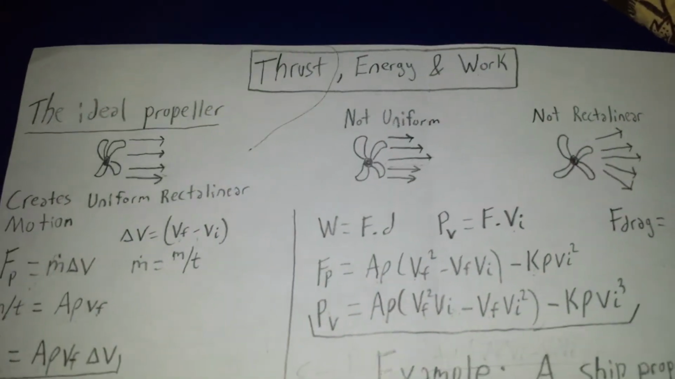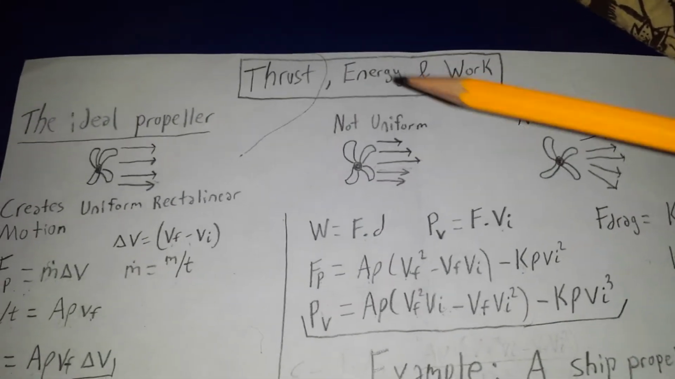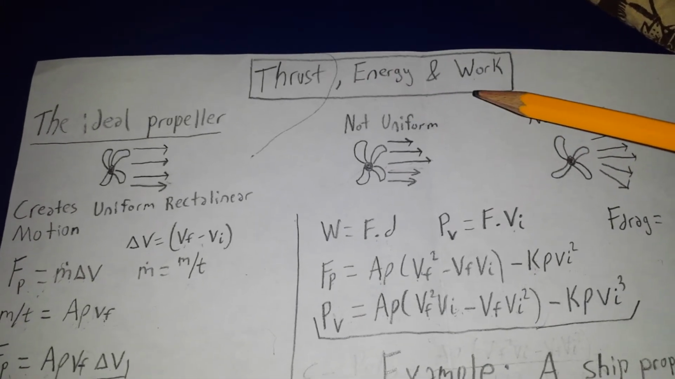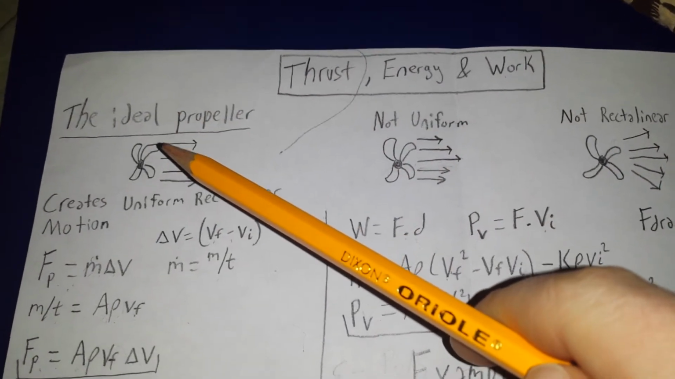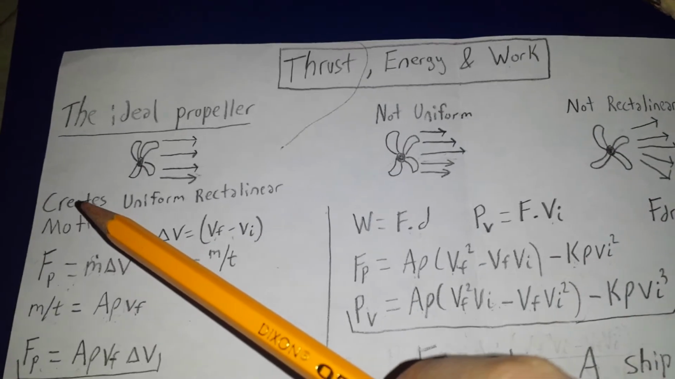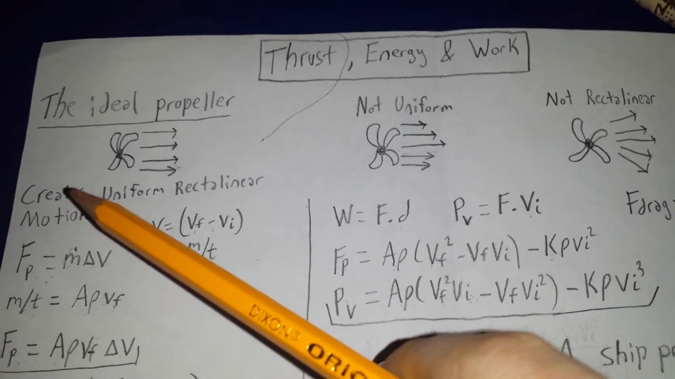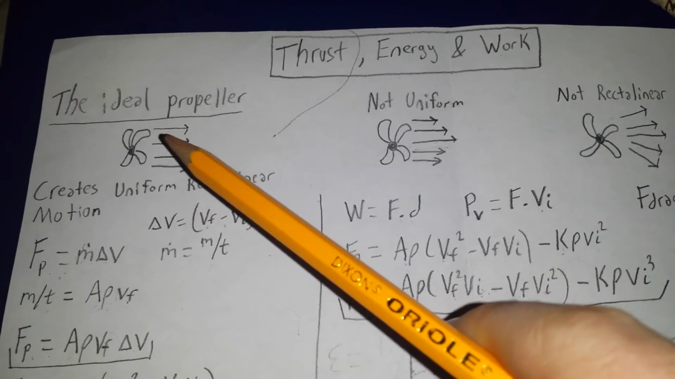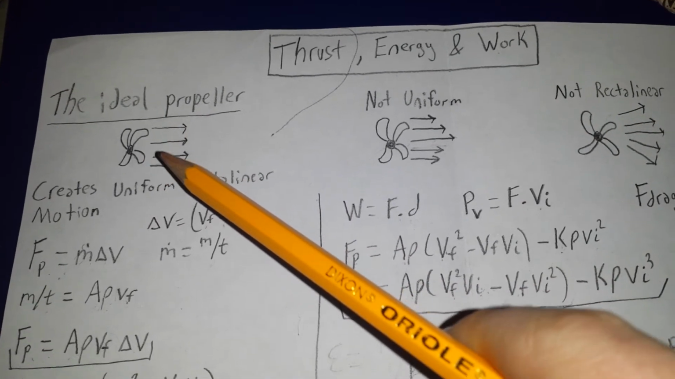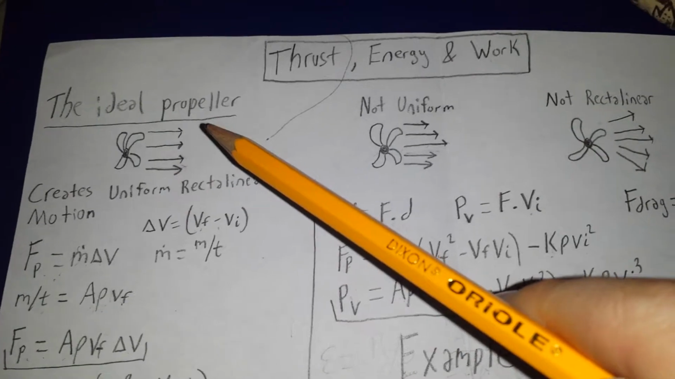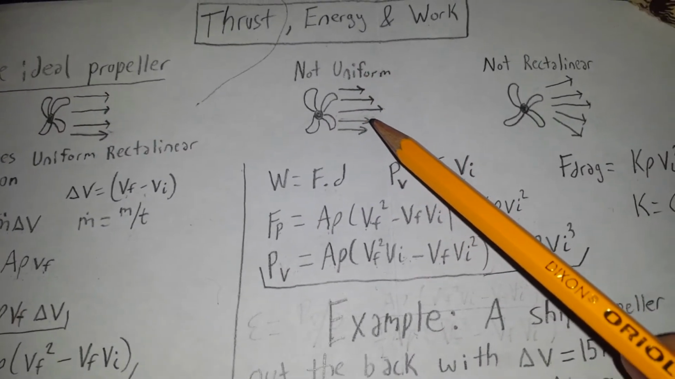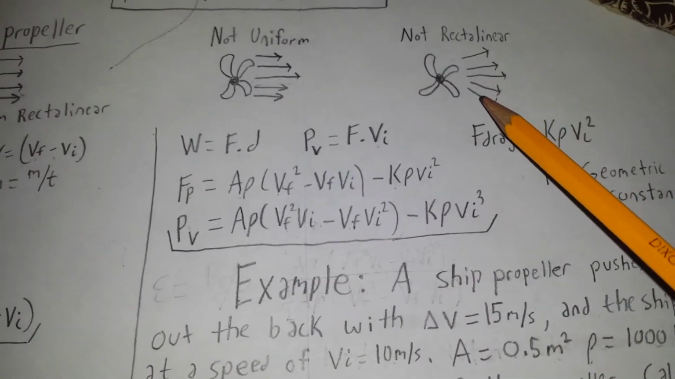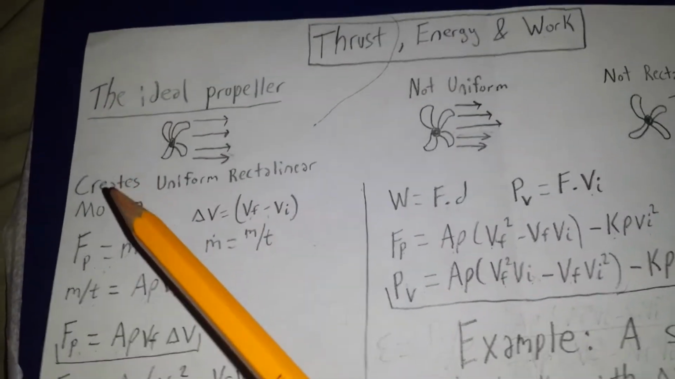Okay, today we are talking about thrust, energy, and work, and how it relates to the ideal propeller. Now, the ideal propeller creates uniform rectilinear motion. That means the same velocity coming out of the propeller at all points and all going in the same direction. Here's non-uniform motion, and here's non-rectilinear motion.